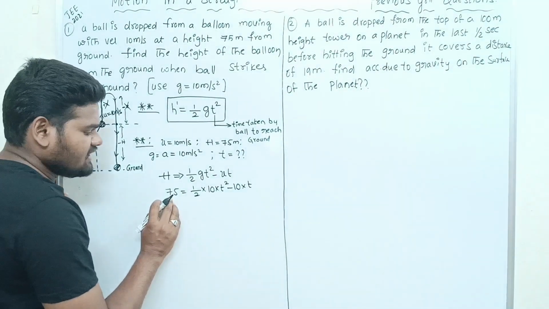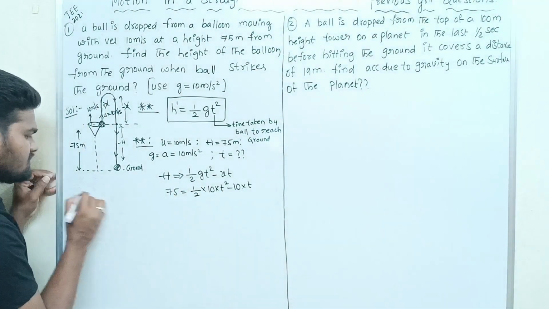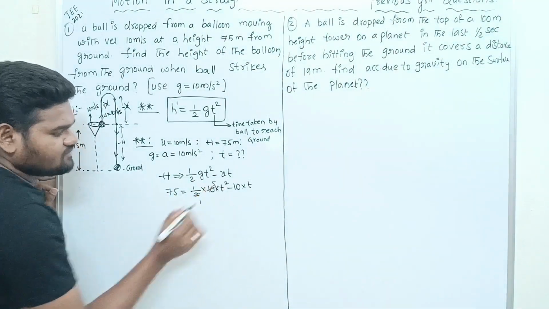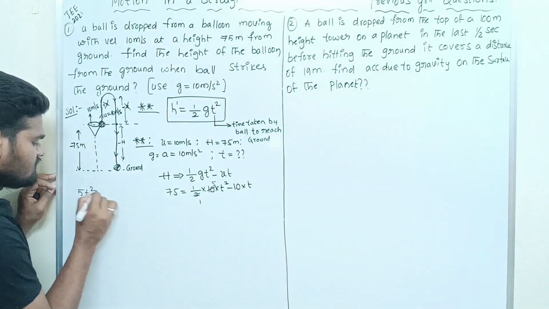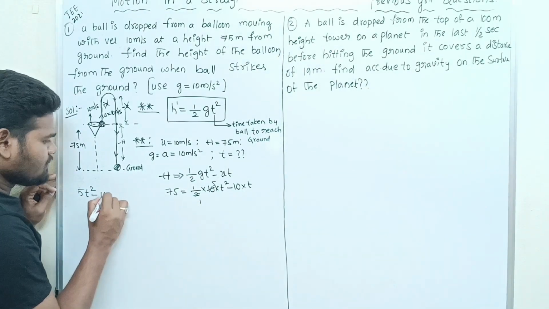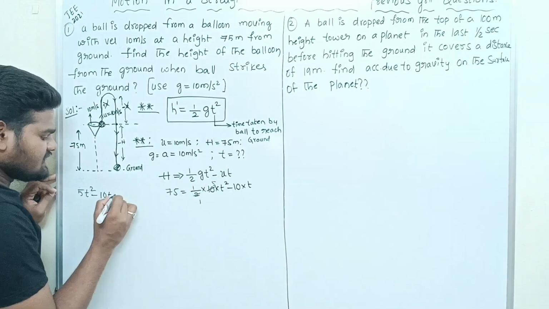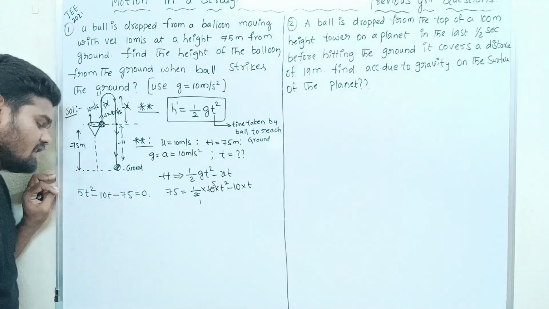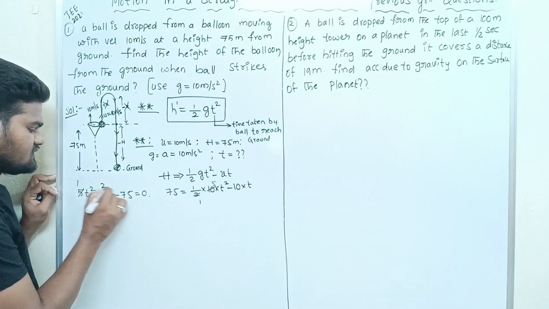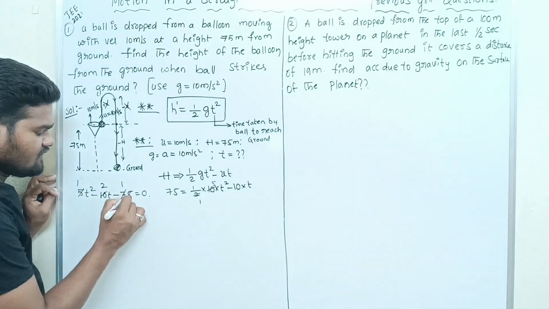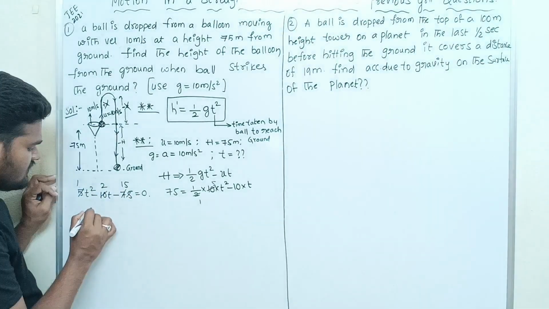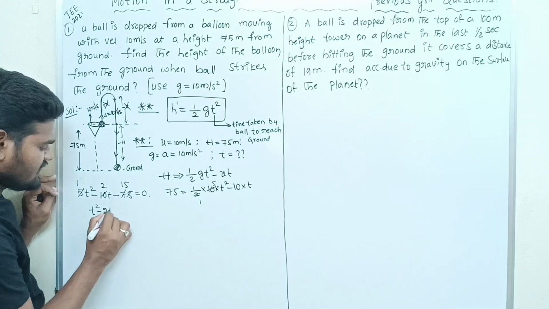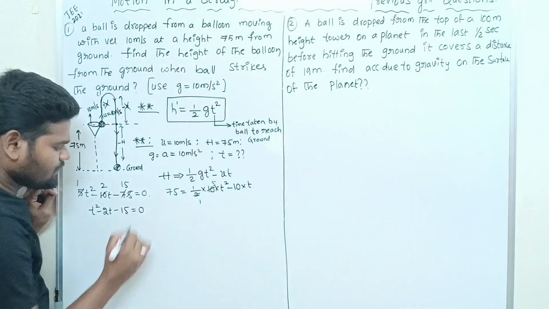Okay, so I'm just bringing this 75 to that side. Have a look: 5 ones are 5, 5 twos are 10, so 5t square minus 10t. If 75 goes to that side, it becomes minus 75 is equal to 0. 5 ones are 5, 5 fives are 25. So we got t square minus 2t minus 15 is equal to 0.